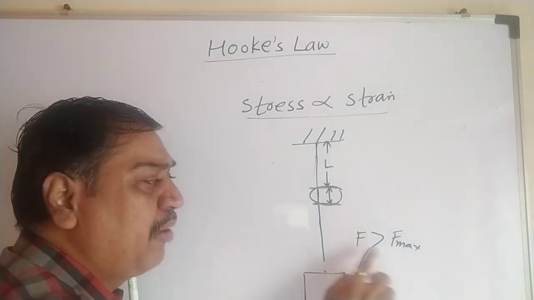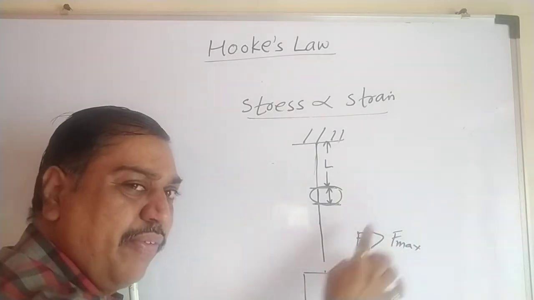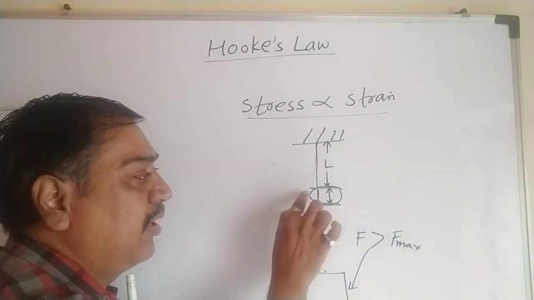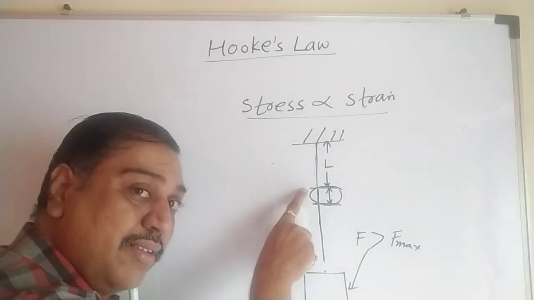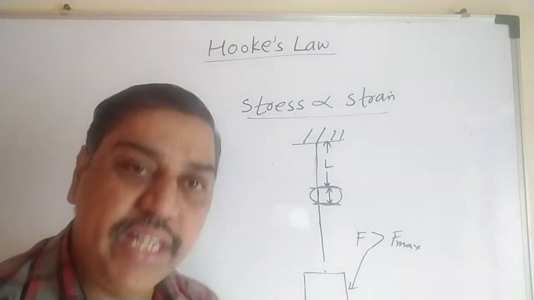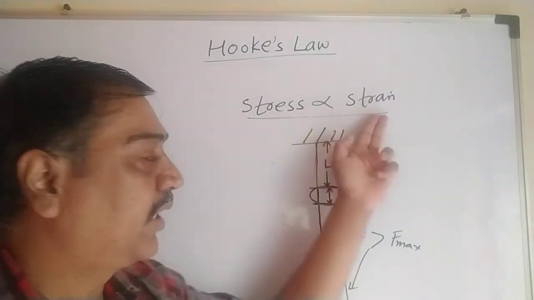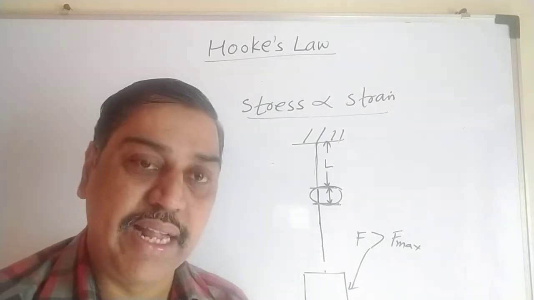Apart from this, if you apply a force less than F max, at any place less than F max, the body 100% comes to its original shape. Rubber again comes to its original shape. But that is the case that we say to be the elastic limit. So within an elastic limit, stress and strain are directly proportional to each other. Otherwise, they are not directly proportional.